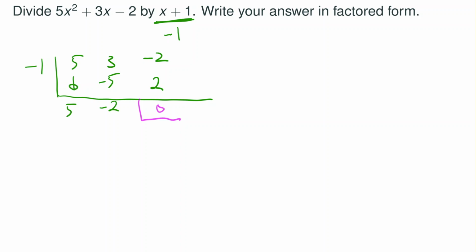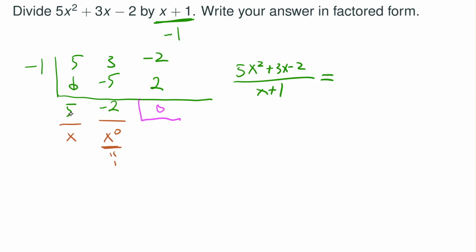So let me write down what we did. When we divide 5x squared plus 3x minus 2 by x plus 1, I got a quotient right here. This is the x term, this is the x to the 0 term, which is essentially a coefficient. X to the 0 is 1, right? So I have 5x minus 2. I got 5x minus 2 because the remainder is 0. If the remainder is not 0, we have to add something here, right? To add the remainder divided by x plus 1, right? The remainder is 0. And it says write your answer in factor form.